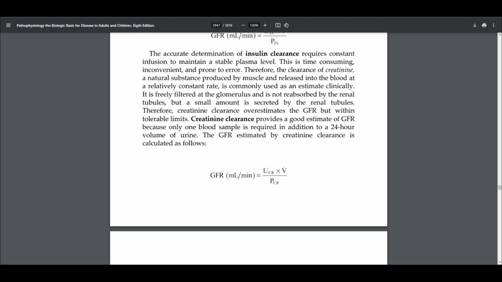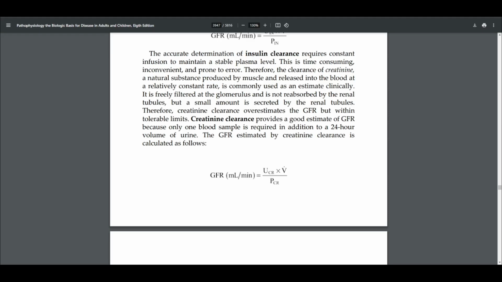The accurate determination of inulin clearance requires constant infusion to maintain a stable plasma level. This is time-consuming, inconvenient, and prone to error. Therefore, the clearance of creatinine, a natural substance produced by muscle and released into the blood at a relatively constant rate, is commonly used as an estimate clinically. It is freely filtered at the glomerulus and is not reabsorbed by the renal tubules, but a small amount is secreted by the renal tubules. Therefore, creatinine clearance overestimates the GFR, but within tolerable limits.